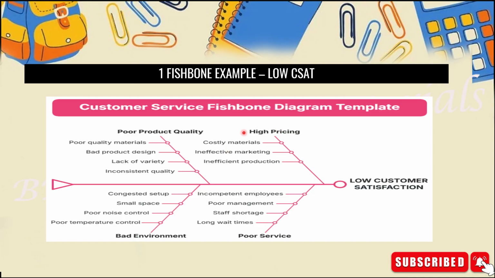High pricing: sometimes we are good and explaining everything in detail, but if the user is not happy with the pricing, definitely they will give us DSATs. Like costing, like ineffective marketing, we haven't done, or else the company hasn't done any marketing, or insufficient protection.